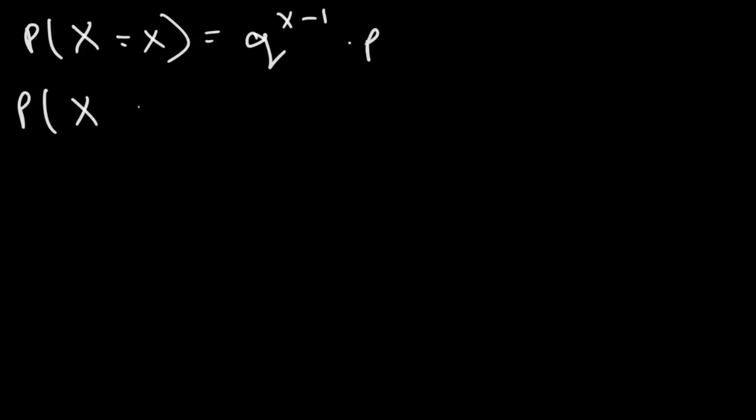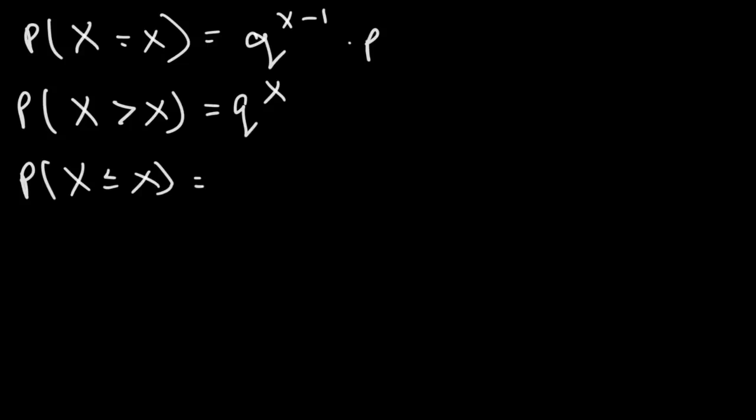So here's the first one. The probability that x is equal to little x. This is where we get a successful event after a certain number of failed events. And this is going to be q raised to the x minus 1 times p, where p is the probability of a successful event and q is the probability of getting a failed event. Now we also said that the probability that x is greater than little x is q to the x, and the probability that x is less than or equal to little x, that's 1 minus q to the x.